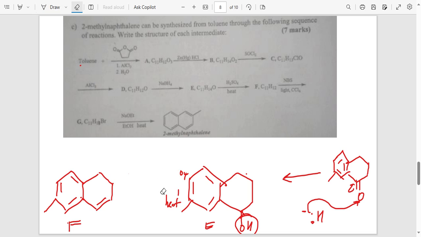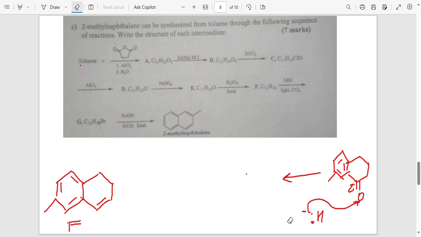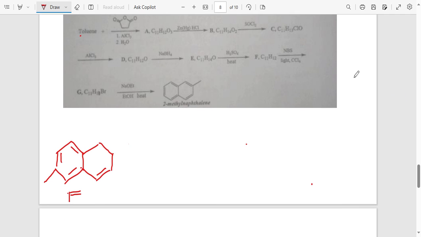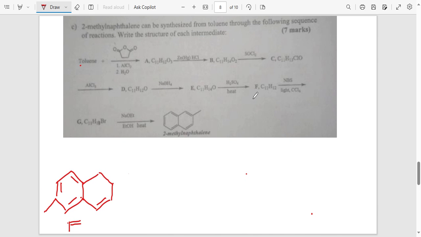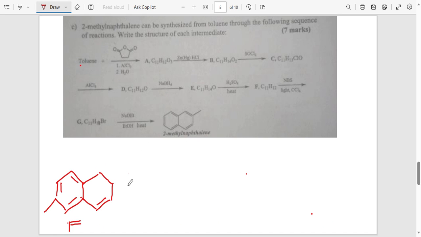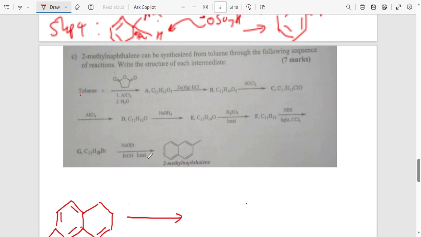And then from F, we are reacting it with sodium ethanoate. Oh, sorry, I've gone to something else. Let me just see what's next. NBS in light and carbon tetrachloride. That's the F, yes. So we are reacting with NBS.